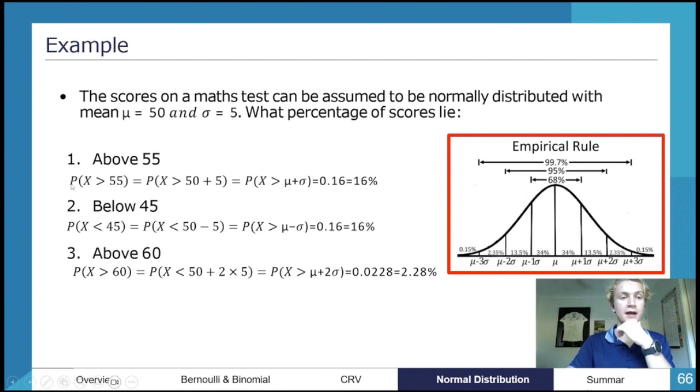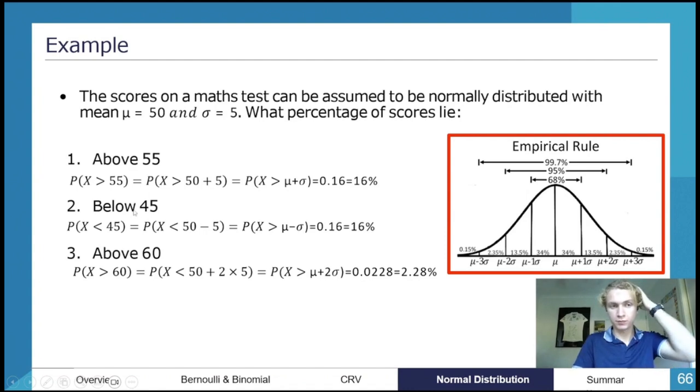Well, we would write this as the probability of x being greater than 55, which is the probability that x is greater than 50 plus 5, which is of course equal to the probability that it's greater than the mean plus s, just 1. So we're looking for the probability that it's above here. So 13.5 plus 2.35 plus this equals 16%.